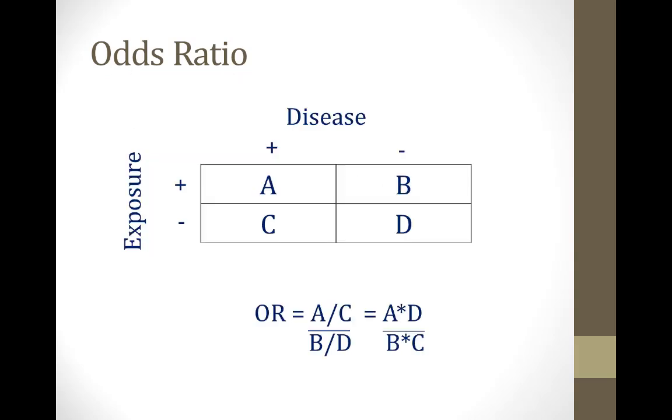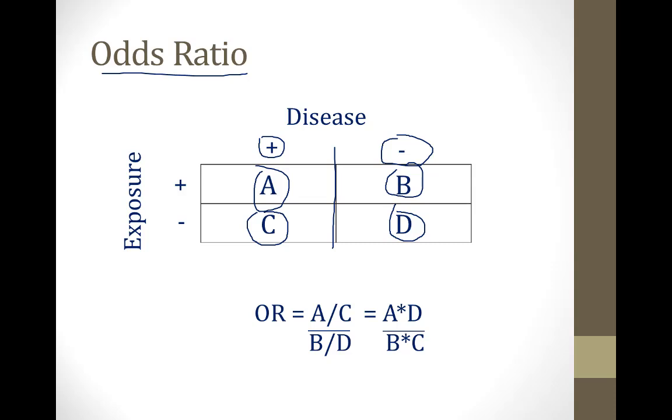So back to our 2x2 table, let's talk about how to calculate the odds ratio. For an odds ratio, we're going to take patients with disease first, and we're going to divide the diseased patients who are exposed by the diseased patients who are unexposed. Then we're going to take that whole number and divide it by the non-diseased patients. We're going to take the exposed divided by the unexposed for non-disease. And then we're going to take the ratio of these two.